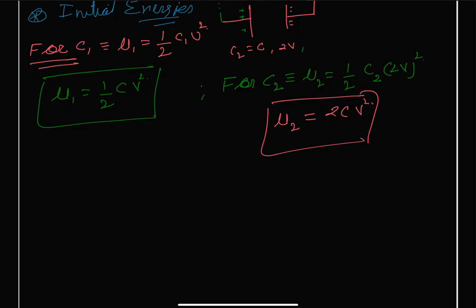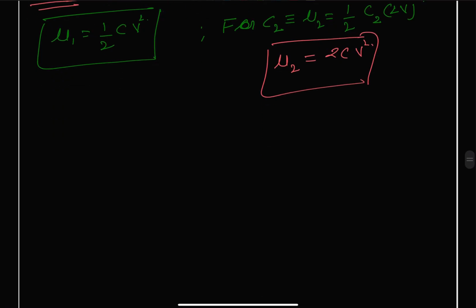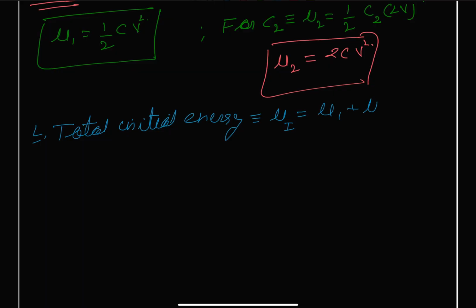So total initial energy, let us call this UI, will be equal to U1 plus U2. So we get our initial energy UI will be equal to half CV square plus twice CV square. So this comes as 4 plus 1 is 5, giving us 5 by 2 CV square.